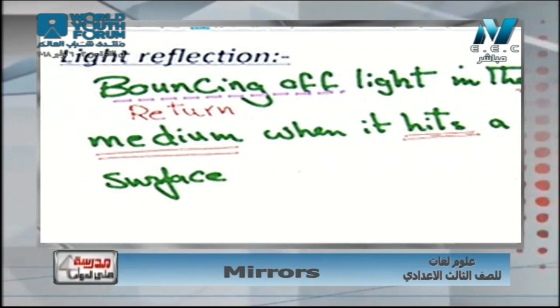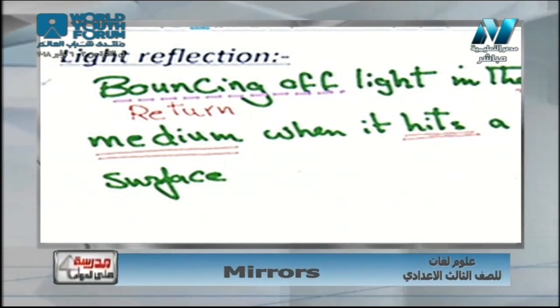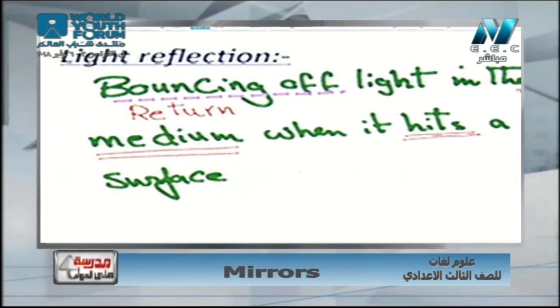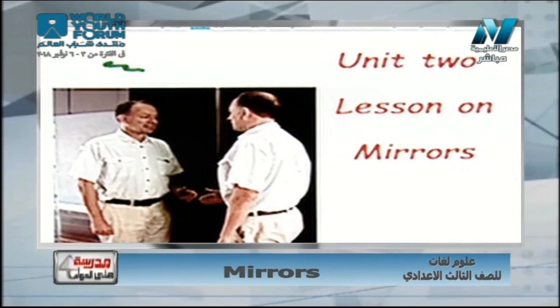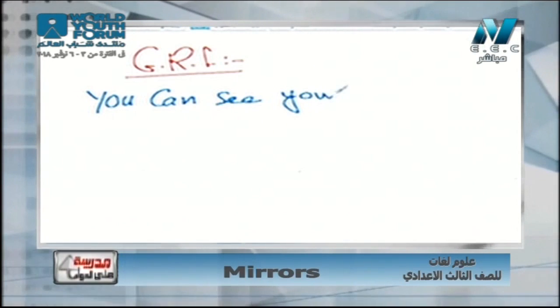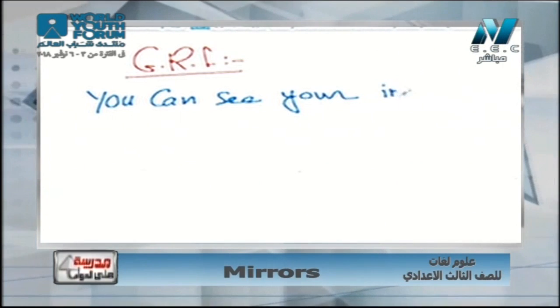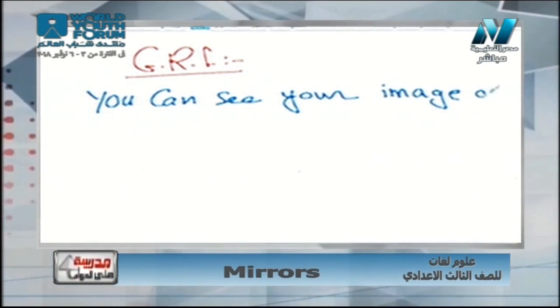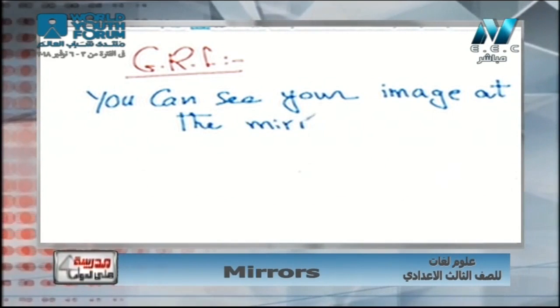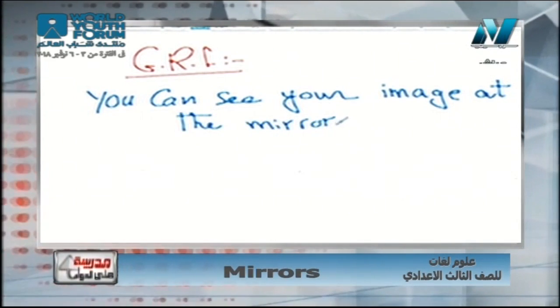So here we have the first give reason in our lesson, يعني ناخد أول give reason. Give reason for: you can see your image, أنا بقدر أشوف my or your image at the mirror, بشوف لي صورتي في المراية, or at the surface of water مثلا.